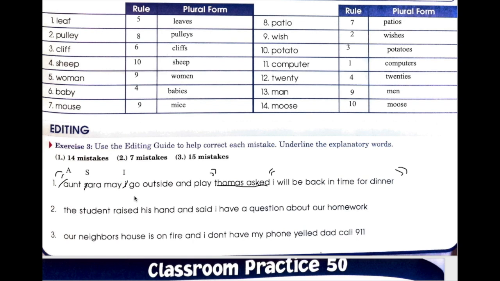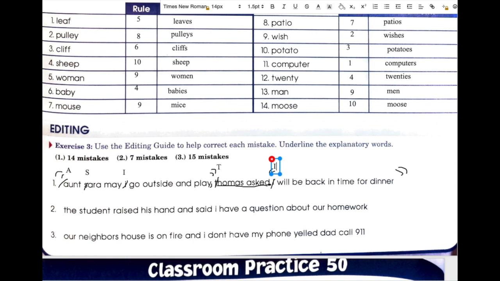Aunt Sarah, may I go outside and play? We have explanatory words that come after this first quote. So we need a comma at the end of the quote, inside the quotations. Thomas, we need to capitalize, proper noun. Thomas asked, this is the end of our first sentence, so we need a period at the end of it. And then we need to capitalize the next word. It's the first word of the sentence and the first word of the quote, and it's the word I. I will be back in time for dinner. We need a period at the end of our sentence.